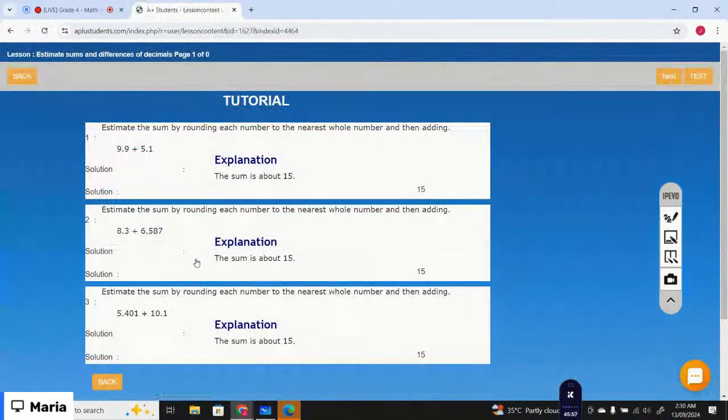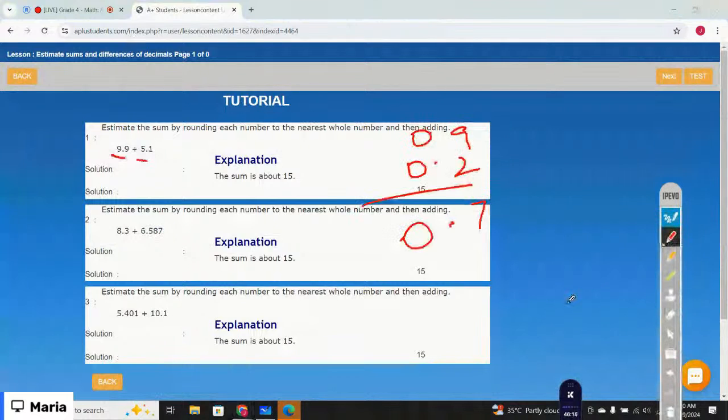Okay, so the first one is: estimate the sum by rounding each number to the nearest whole number and then adding. So you need to round off the numbers first, right? You need to round them to the nearest whole number, right? So let's just look at the numbers. They are 9.9 and 5.1.